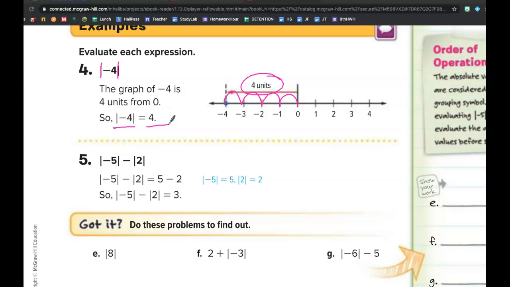Absolute value will always be positive when it's inside the absolute value bars. I just thought, like, if it's in there and it has a negative number, you just take away the negative, because it's the distance from 0, and distance is always positive.